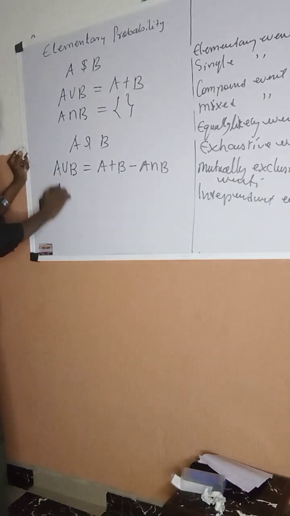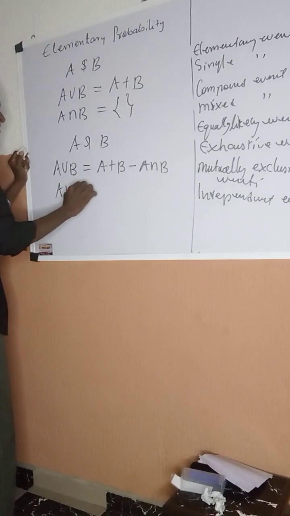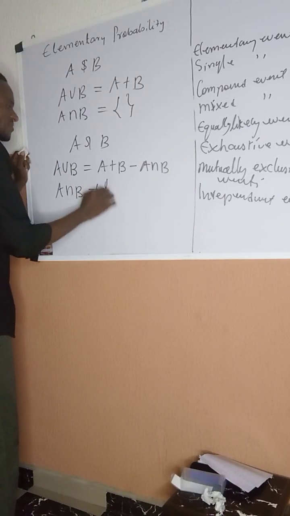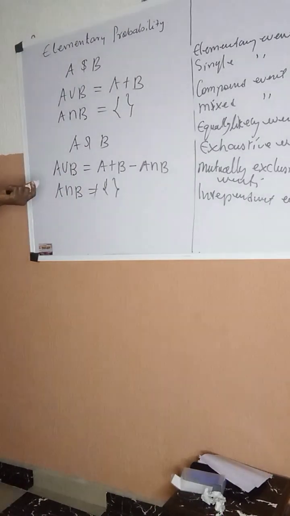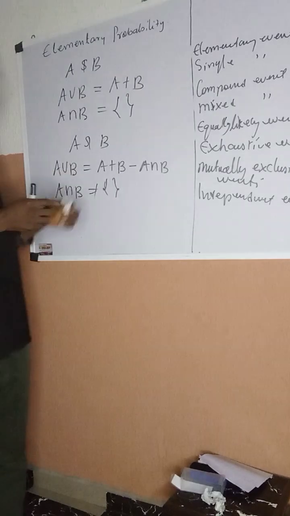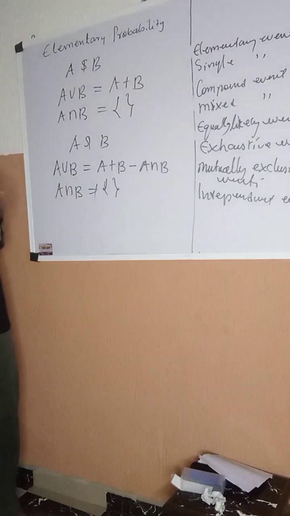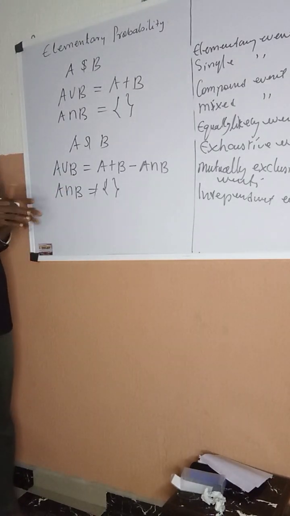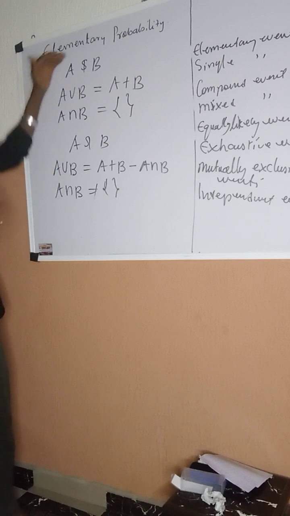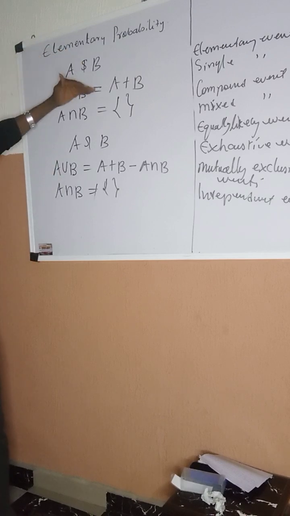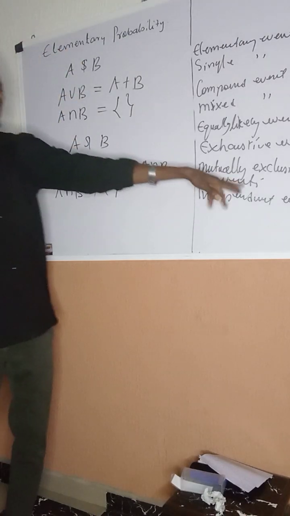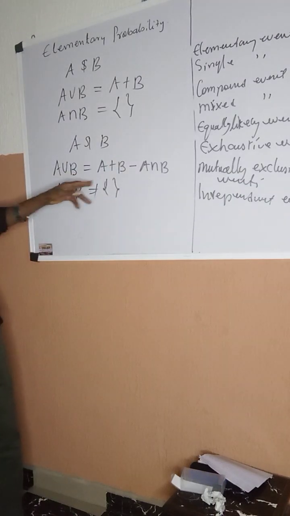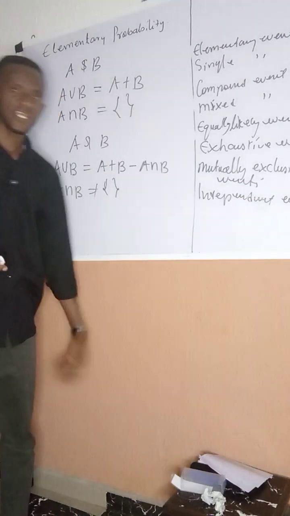And A intersection B is not empty. It's not an empty set. These things are true. These things are very true. So this symbol or this illustration is for mutually exclusive events, and then this illustration is for independent events.